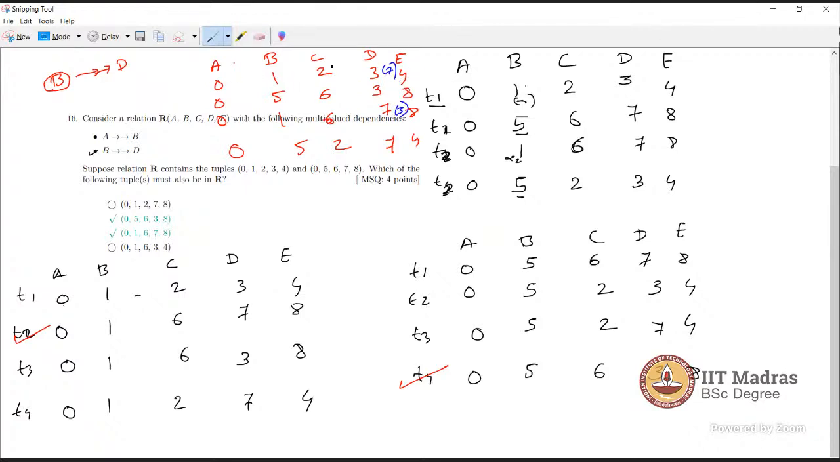Okay, now check. 0, 1, 2, 7, 4. So do we have that tuple in this table? No. 0, 1, 2, 7, 4. No, this is 0, 5, 2, 7, 4, not 0, 1, 2, 7, 4. Yes, it's there in the left side table of yours. So in this table it is there, but we're discussing your table, right? This one.